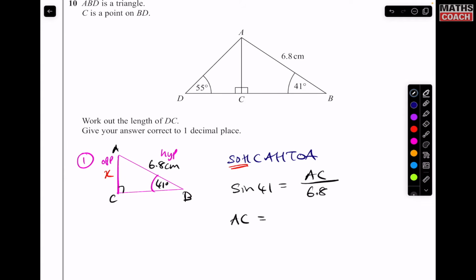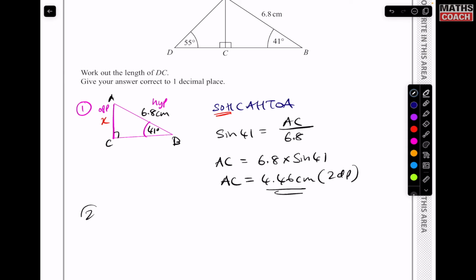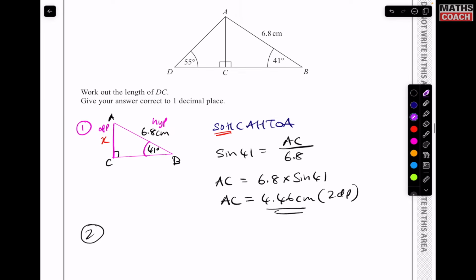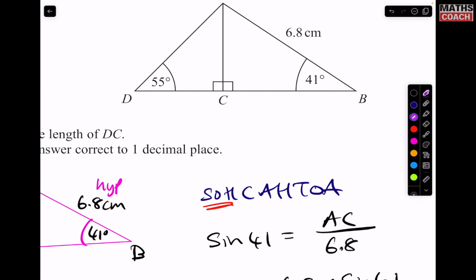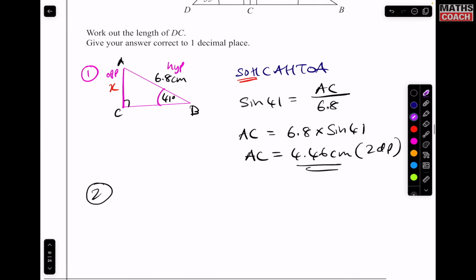So that becomes 6.8 times by sine 41. Knock that into my calculator and I get 4.46 centimeters if I round it to 2 decimal places for now. And now step 2. Step 2 would be now to say, look, I know you are now 4.46 centimeters. So now I'm going to use this triangle right there and calculate D to C.